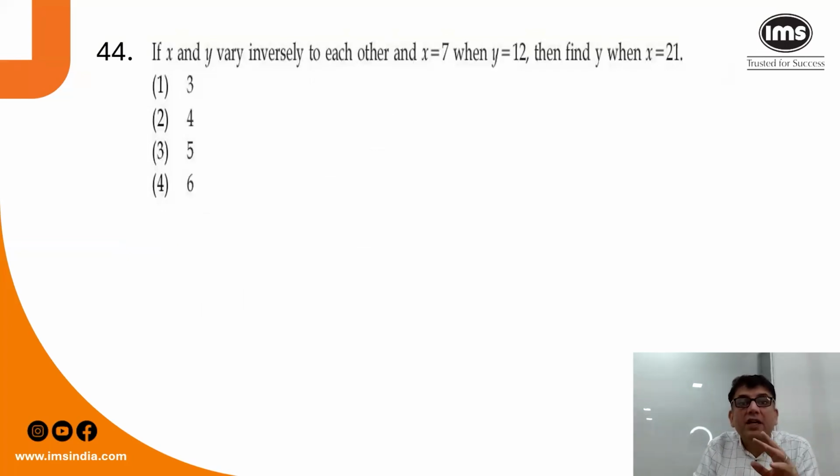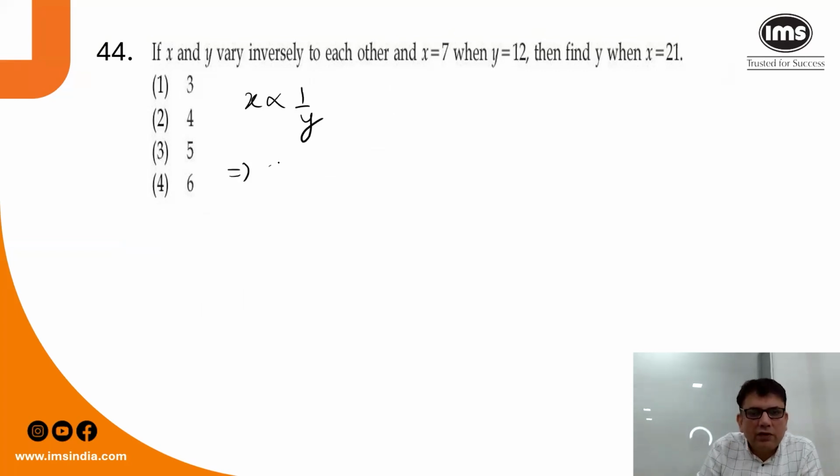Question number 44. X and Y vary inversely to each other. So X varies inversely to Y, which means we can write xy as k, where k is a constant of proportionality, right?